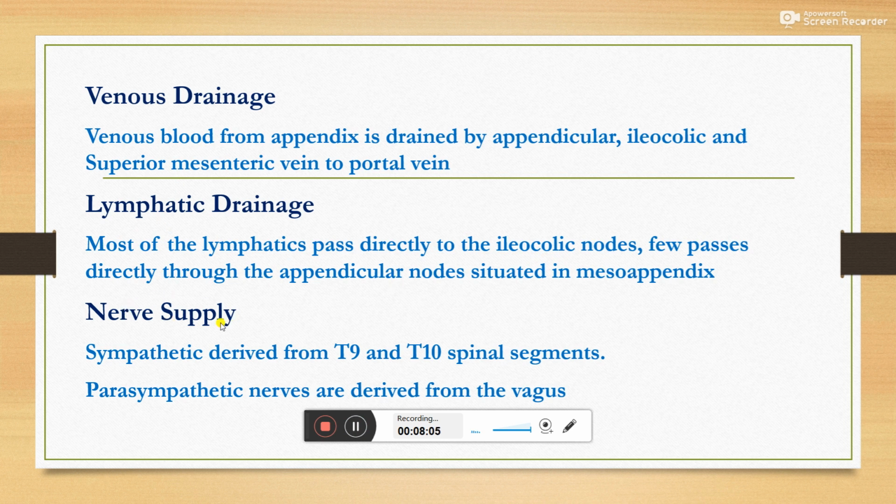Whereas the nerve supply is derived from the sympathetic and the parasympathetic nerves. The sympathetic is derived from T9 and T10 segments of the spinal cord. Due to this kind of nerve supply, the pain of appendicitis is referred to the umbilical region, that is the T10 segment of the spinal cord, whereas the parasympathetic nerves are derived from the vagus nerve.